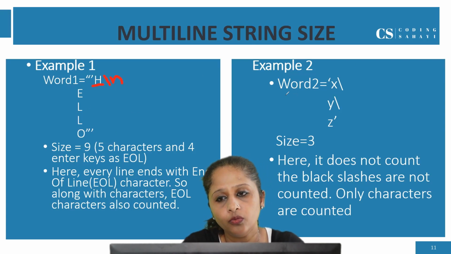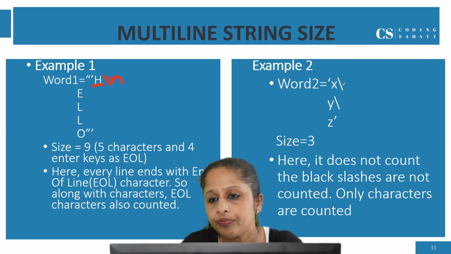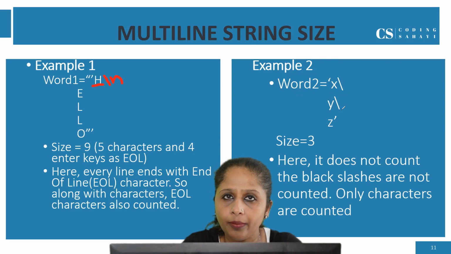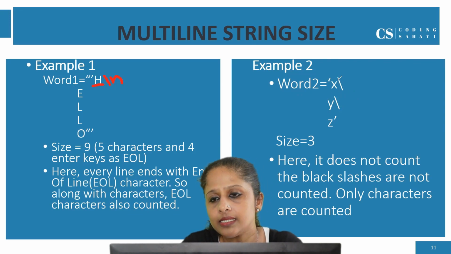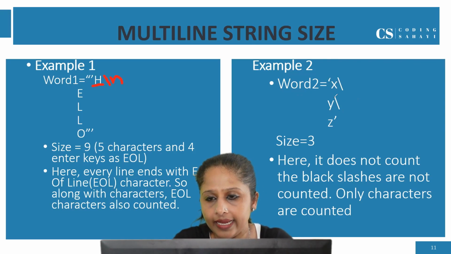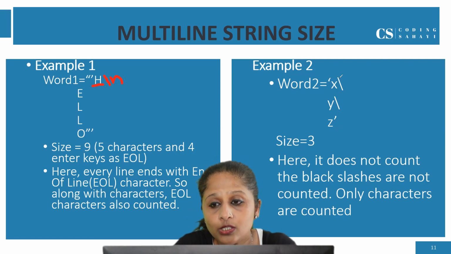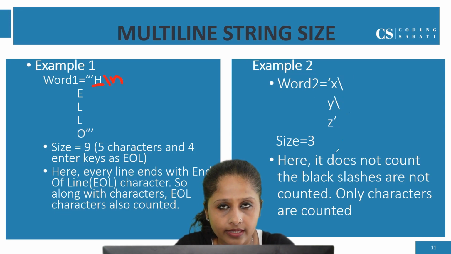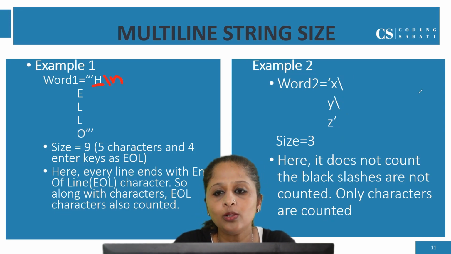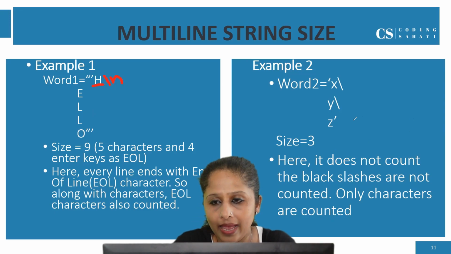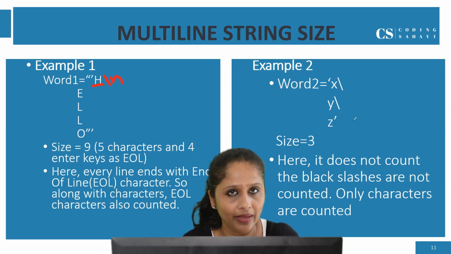Same way we have word 2. Here we are using backslash. Single quotes I am using, but even double or triple quotes we can use here. So X backslash Y backslash Z. Here we have 3 letters, that is X, Y and Z. So the size is 3 itself. It does not count the backslash. So the size of this particular word is 3. Only 3 characters are there. So which is better, triple quotes or backslash? Obviously backslash, because it uses less memory space.